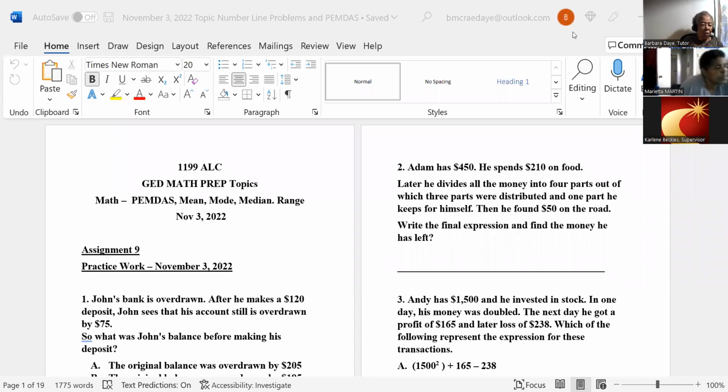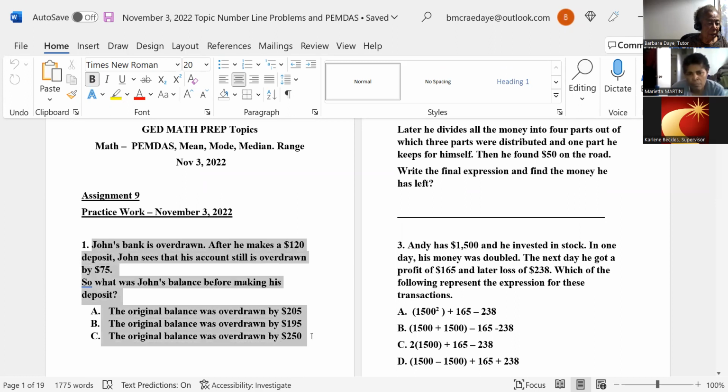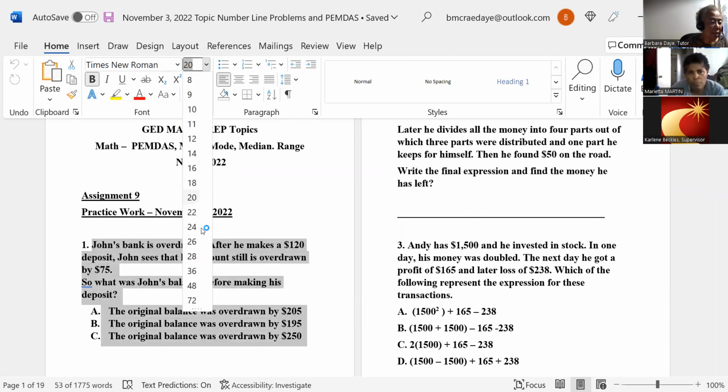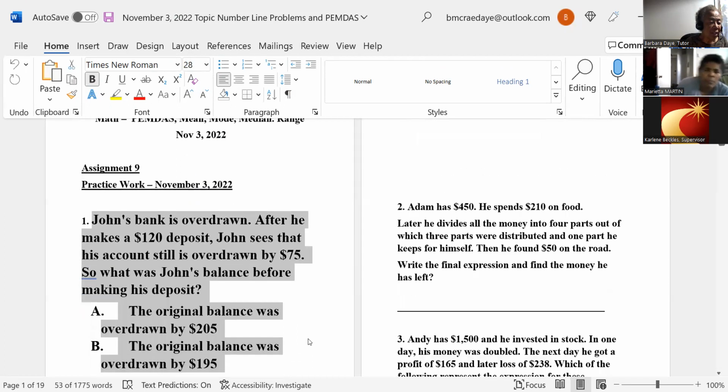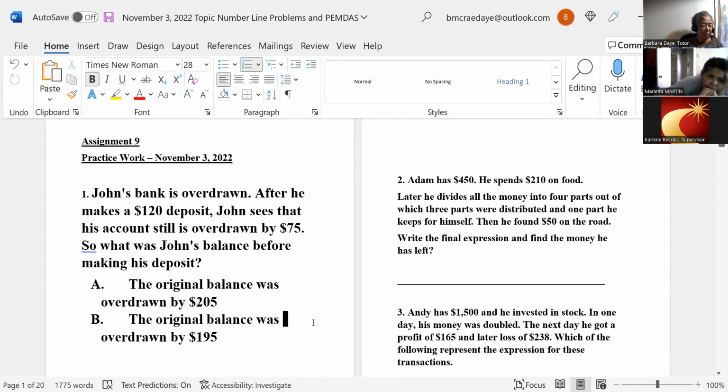Okay, so we will start today with our homework for November 3rd. Now, I'll make this bigger so you can see it better, and Marietta, I want you to read it. Can you see it? Yeah. All right. So read number 1.